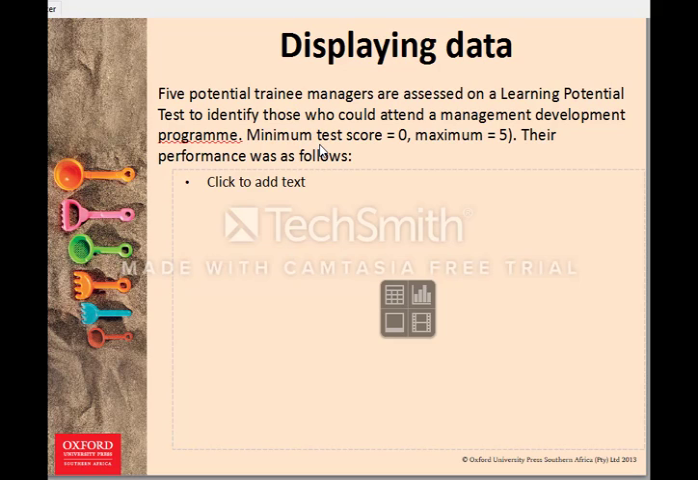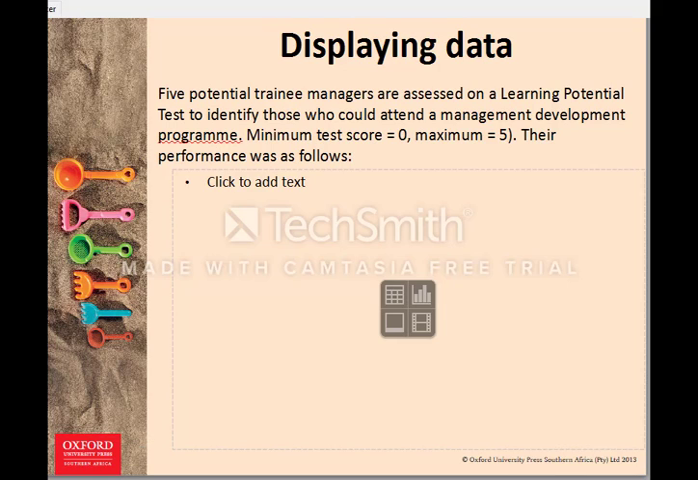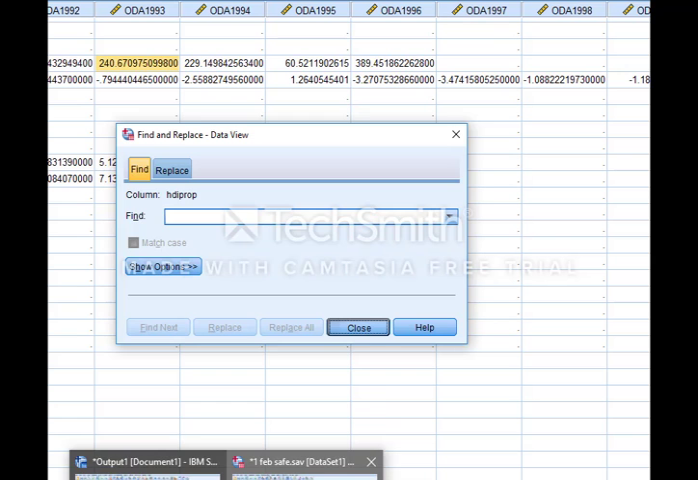So, displaying data. If 5 potential trainee managers are assessed on a learning potential test to identify those who could attend a management development program, their performance would be illustrated in a bar graph. Okay, the example isn't showing up here, and I'm so glad because they got it wrong. They showed a histogram, and what we'd actually want there is a bar graph. I will show you examples of a bar graph when we get there, but a bar graph is a little bit different from a histogram in that there are gaps in between because they're different categories.